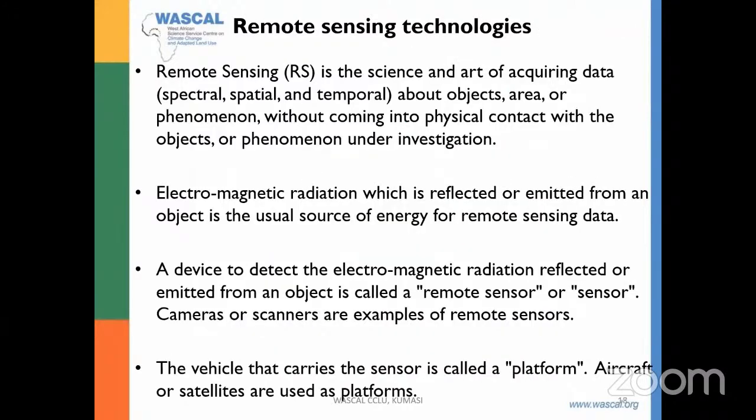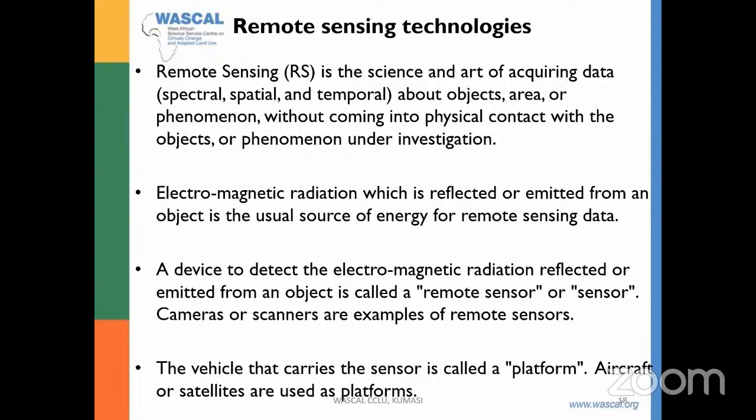So remote sensing has to do with the act of sensing an object or an area or phenomena without coming into contact with the object. And in that, we acquire data which we can talk about as spatial, spectral, and also temporal. This technique is based on sensing electromagnetic radiation which is emitted to the Earth. And these energies are reflected, some are absorbed, some are refracted into the atmosphere. And we have sensors in space which are able to collect these energies which are being radiated.